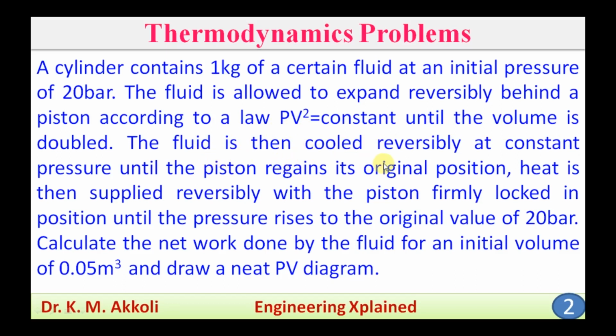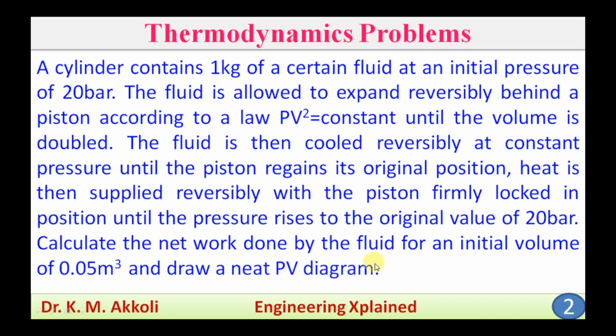The fluid is then cooled reversibly at constant pressure until the piston regains its original position. Heat is then supplied reversibly with the piston firmly locked in position until the pressure rises to the original value of 20 bar. Calculate the net work done by the fluid for an initial volume of 0.05 meter cube and draw a neat PV diagram.